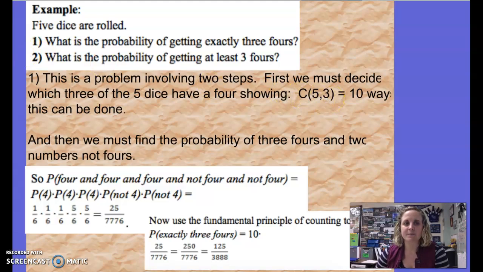3 pieces to these. So for part 2, we're talking about getting at least 3 4s. So you could have 3 4s, 4 4s, or 5 4s.